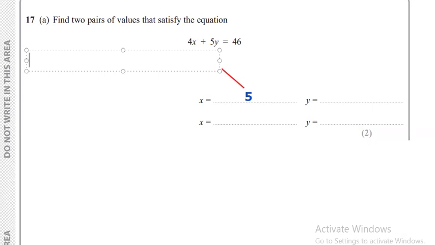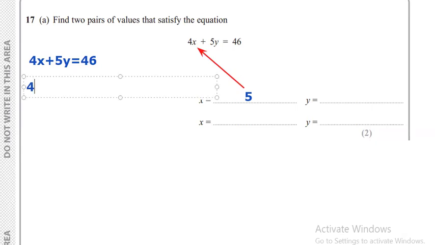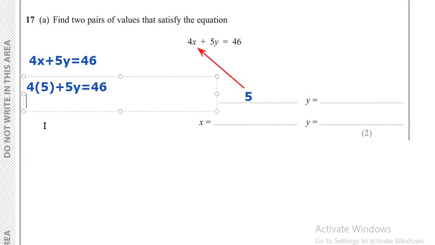So 4x plus 5y equals 46. Now I said that x is 5. This means I'm going to substitute the x with the 5 here. So 4 bracket 5 plus 5y equals 46. As I said, I'm going to follow these steps. So 4 times 5 is 20, plus 5y equals 46, okay?